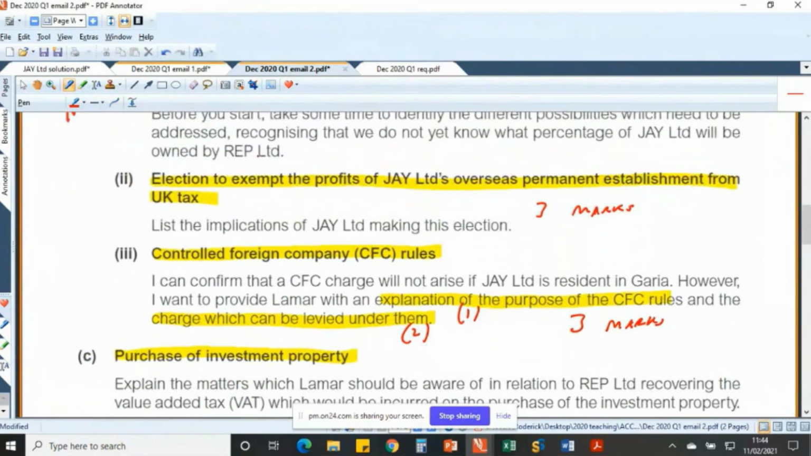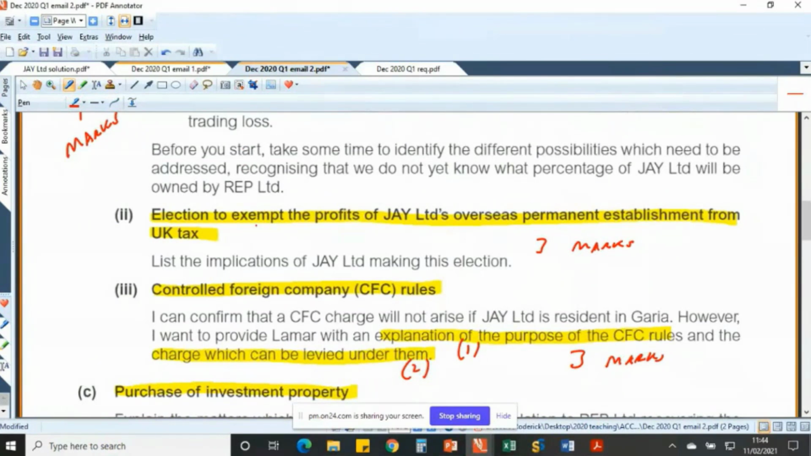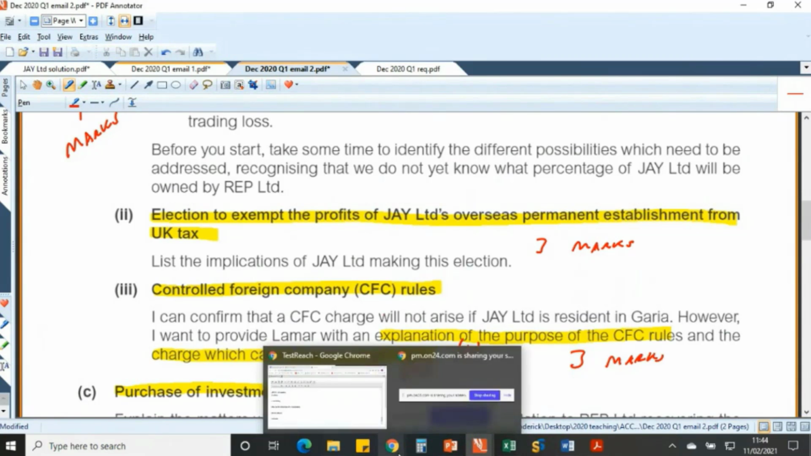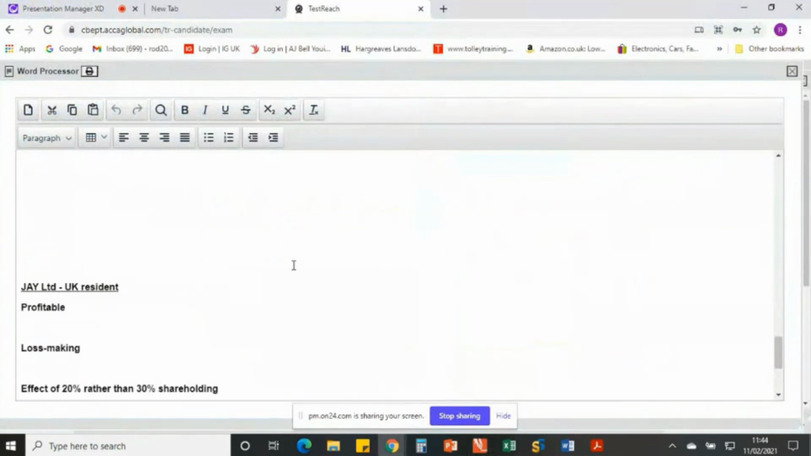Required. Okay, so the second part is, that was the first part, 9 marks. Second part is election to exempt the profits of J Limited's overseas permanent establishment from UK tax. And it says, list the implications of J making this election. Okay, now 3 marks. So 3 marks, think 3, ideally 4 points if I can. But after that, move on. So if you're reasonably confident you've made 3 or 4 good points, move on. But definitely look to make 3 or 4 good points.